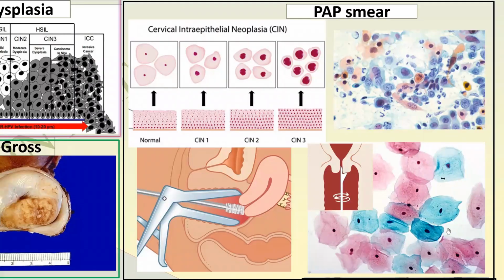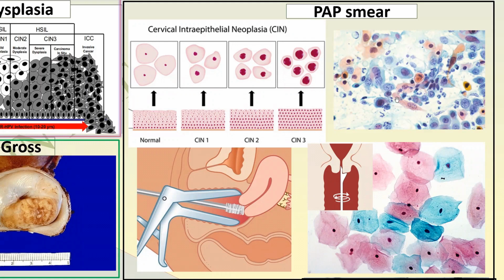Now, in comparison with this, look at this smear. Here the cells are uniform. Here, obviously, they are varied. Variation in size, variation in shape, variation in the nuclear size. We all put together and call them pleomorphic.